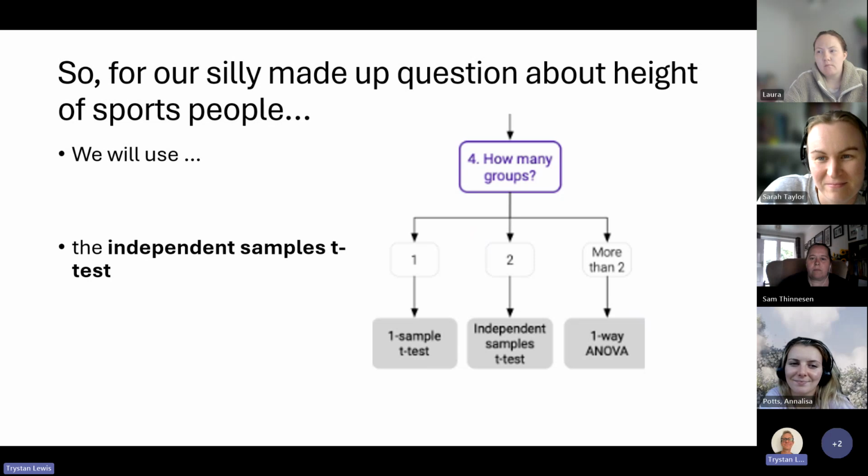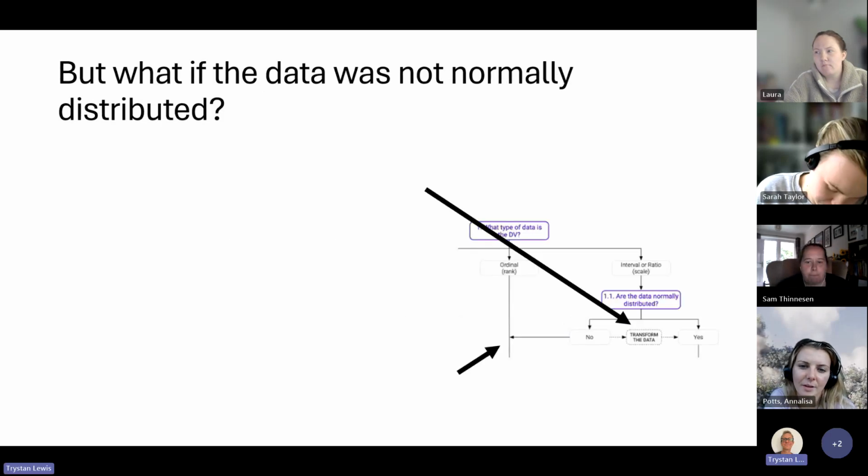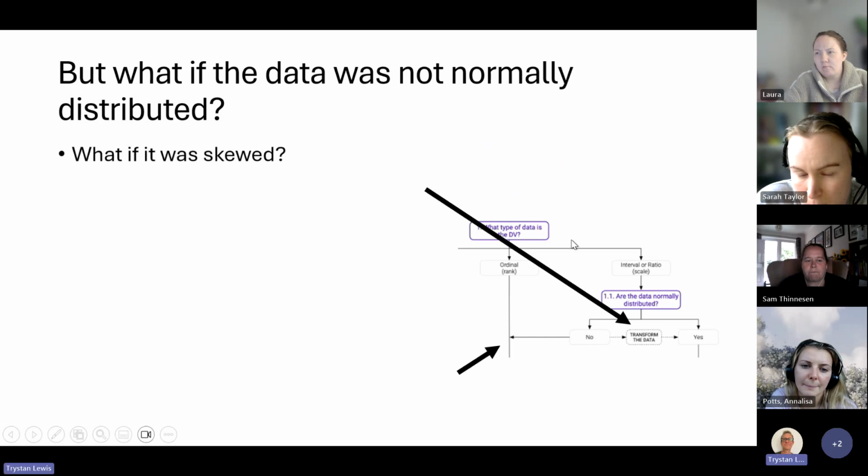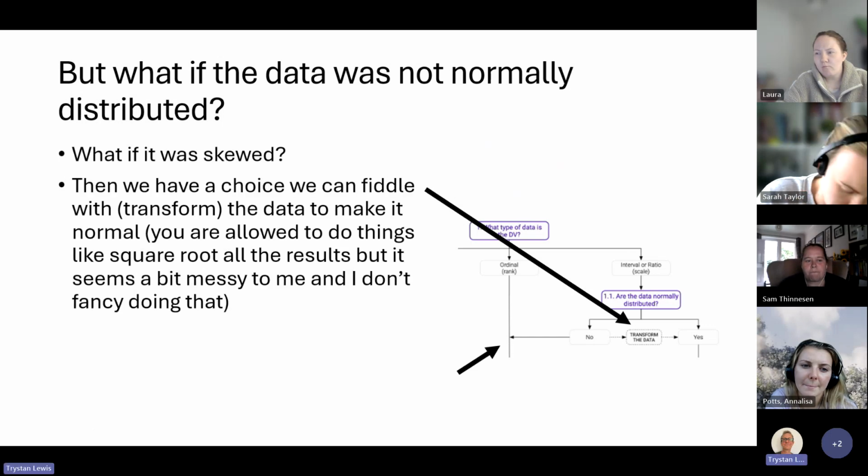Okay, so that's that decision tree. But what if it wasn't normal? What if that first question is okay, yes, we measured something, interval or ratio, but then the next question, it's not normally distributed. What if the answer is no? What if it was skewed? What if it gave us a number that said, oh, this data's got a problem?